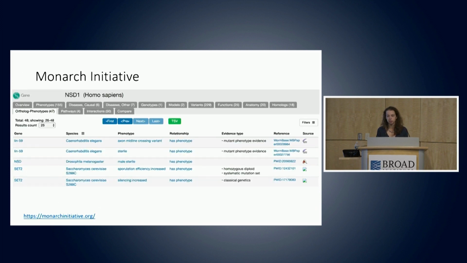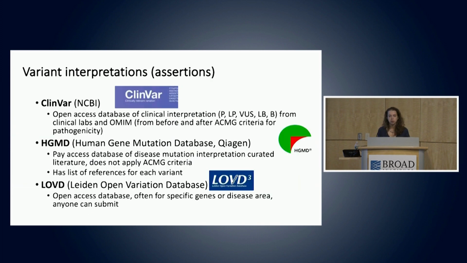The Monarch Initiative is a group that has put together a lot of model organism data into a database, and so there's tons of information on NSD1. We use this a lot more when we're looking at novel gene discovery, when we don't really know what the gene does and we want to get more information. It collects data from a number of places. It has the papers or the database that the data came from and the information on the phenotype. So that can be a helpful place to look.